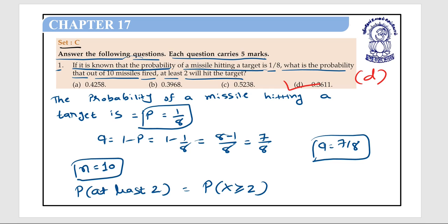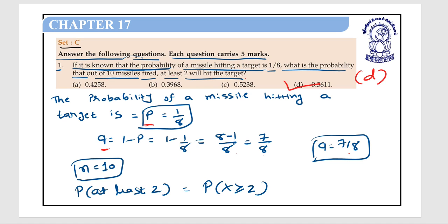Do you understand it? First, we write the probability of a missile hitting a target, P is equal to 1 by 8. Then we find out Q, that is 1 minus P, 1 minus 1 upon 8 is equal to 8 minus 1 upon 8 is equal to 7 by 8. So Q is equal to 7 by 8. Total number 10 is given. At least 2 will hit the target. At least 2, so probability of x greater than or equal to 2.